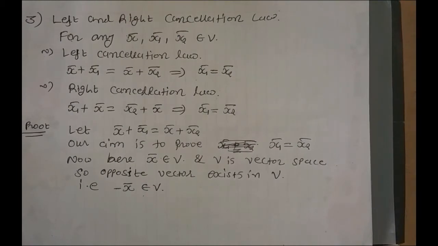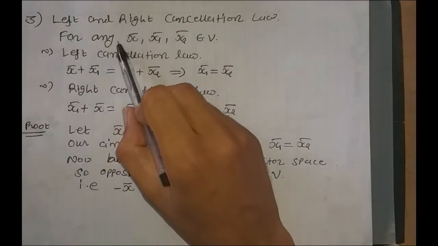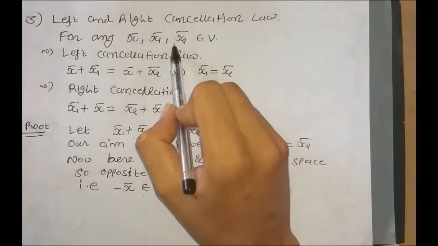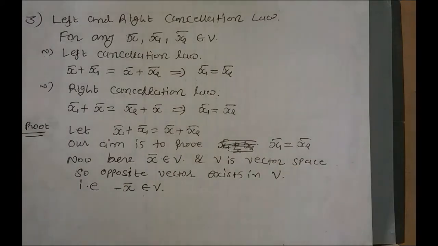Now third is left and right cancellation law. First of all, we understand what is the left cancellation law and right cancellation law. For that, consider three vectors x bar, x1 bar and x2 bar from the vector space V.